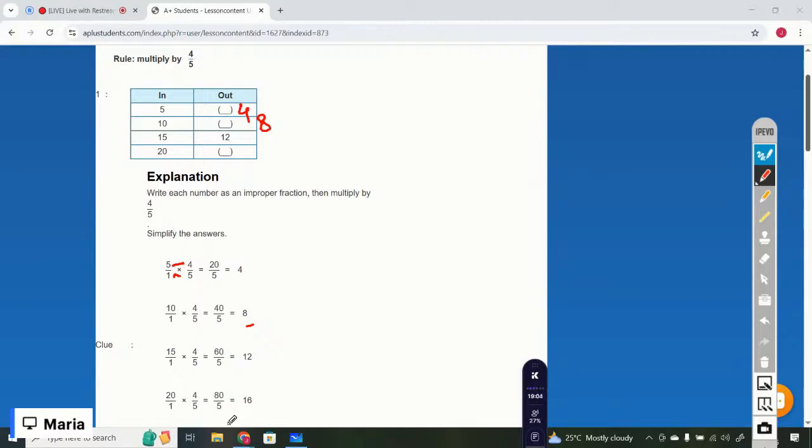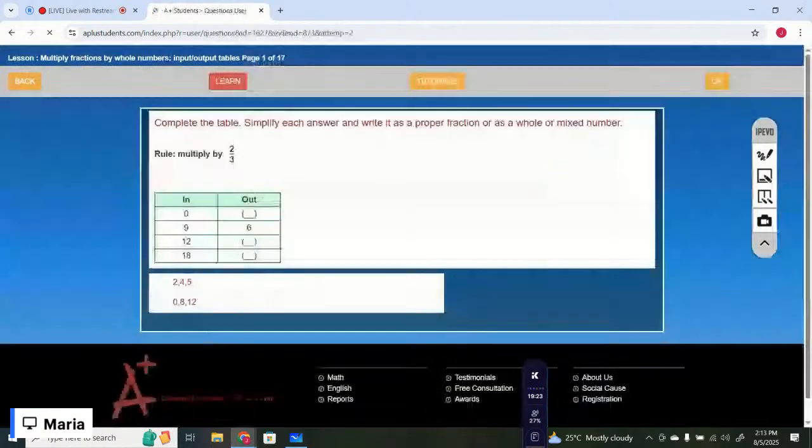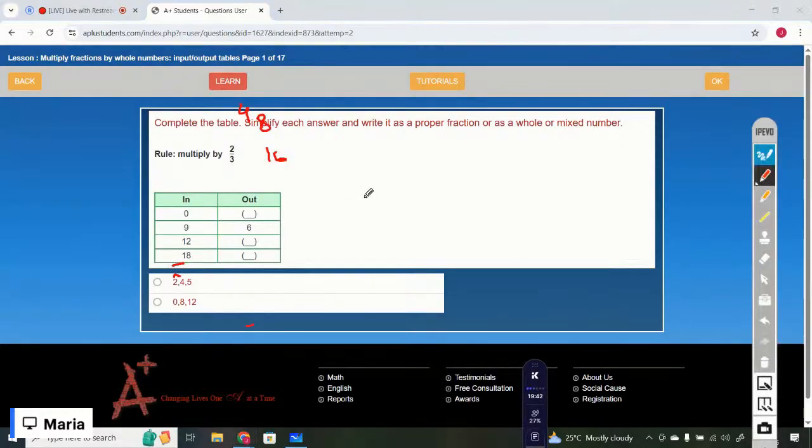20 times 4 over 5. 20 times 4 is 80. 80 over 5 is 16. So 16 it is. Let's just start with the test questions. Rule: multiply by 2 by 3.